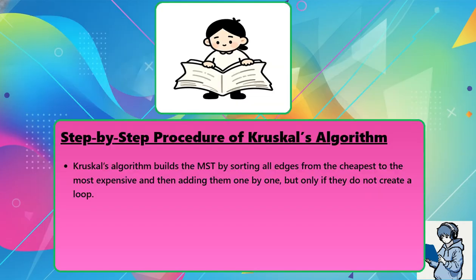Kruskal's algorithm builds the minimum spanning tree by sorting all edges from the cheapest to the most expensive and then adding them one by one, but only if they do not create a loop.